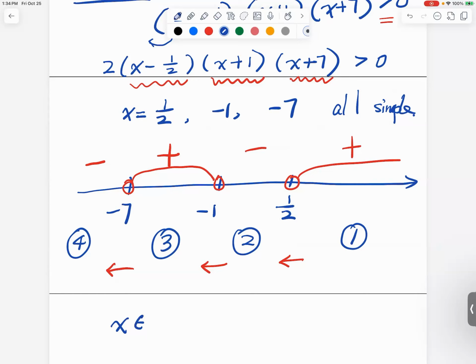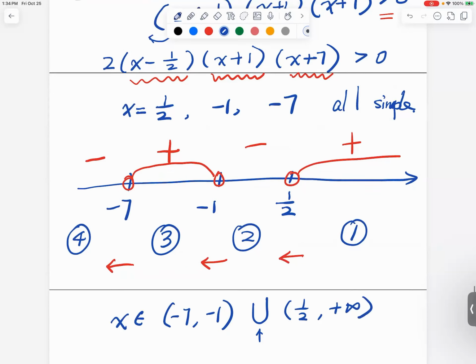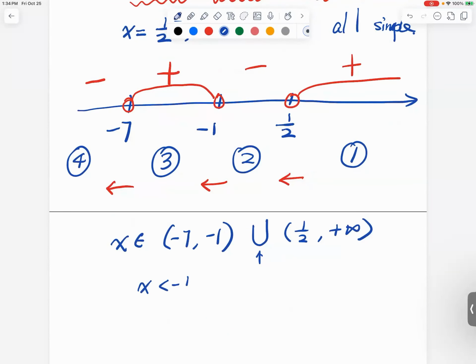Then based on this analysis, I can write down the solutions. For example, using interval notation, it's going to be -7 to -1, union. So union is a set operation. If you have 2 subsets, you can join them together to form a bigger set. And union a half to positive infinity. What does this mean? It means x less than -1 and bigger than -7, or x bigger than a half. Okay, got it?